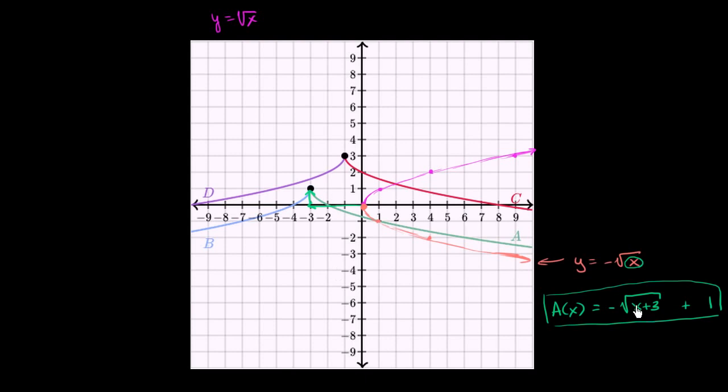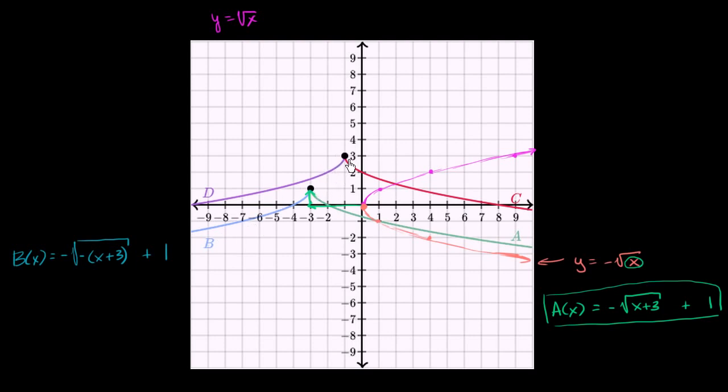What we need to do is flip the sign of everything that's under the radical. So B of x is going to be equal to the negative square root of, and going from A of x to B of x, we're going to flip the sign of everything under the radical. So it's negative x plus 3. And then once again, we have the plus 1 right over there.